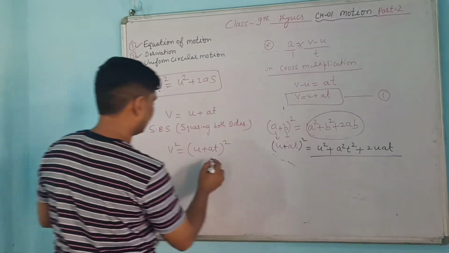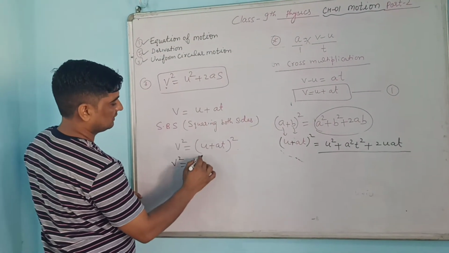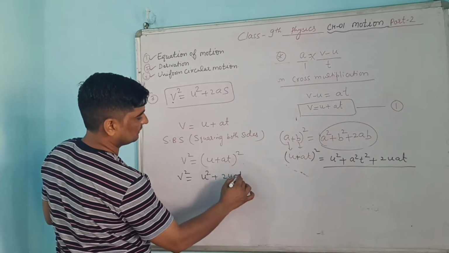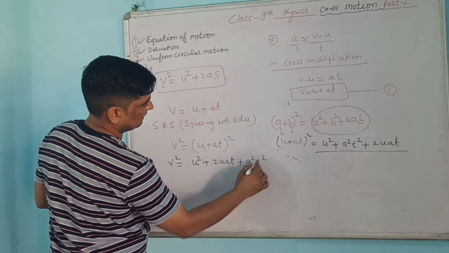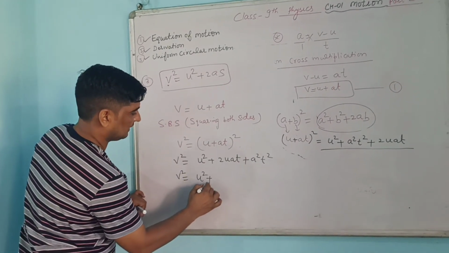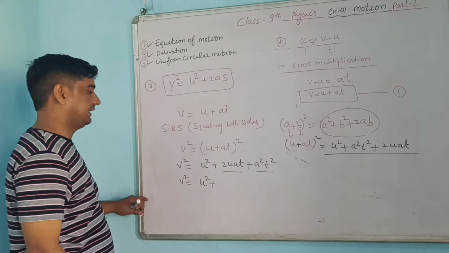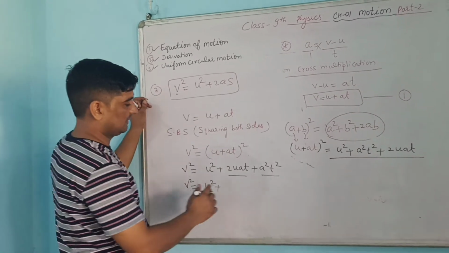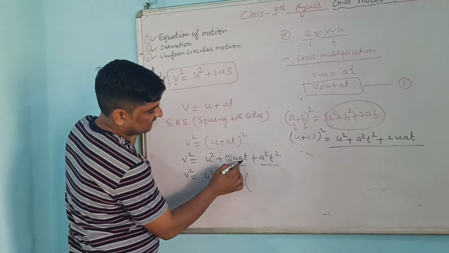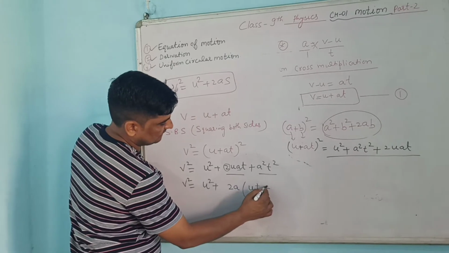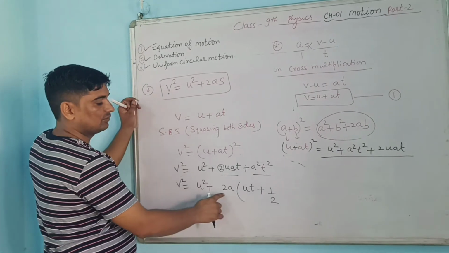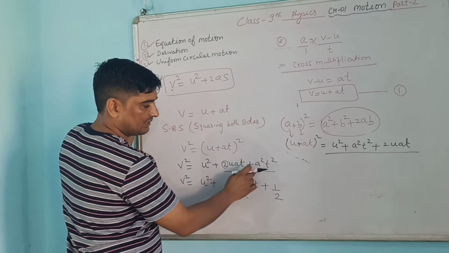This is the extension. So we can write it here as V square is equal to U square plus 2UAT plus A square T square. Same value I have written here. So V square is equal to U square plus, out of these two terms I can take something common. See, I am taking 2A. If I have taken 2A, 2 I have taken, A I have taken. So what is left? UT plus, here no 2 is there, so I have to divide by 2. If you multiply 2 to 2 will cancel. Then A already I have taken, so 1A will be left.